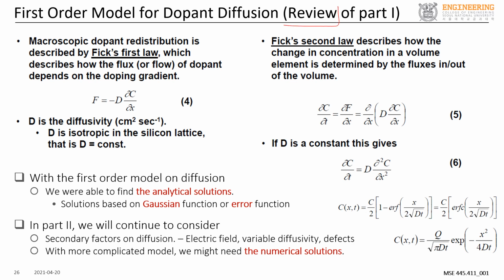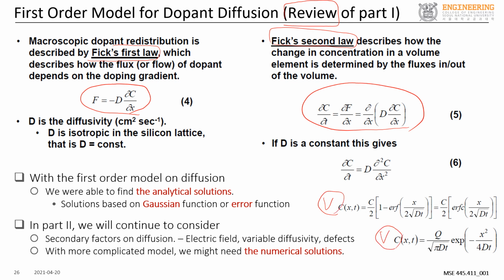So this is a summary or review. There's Fick's first law, which is a very simple model, and there's Fick's second law, which is this. Using these, you can model and find the analytical expressions for doping profiles. Depending on your boundary and initial conditions, you could get the error function, complementary error function, or Gaussian functions.